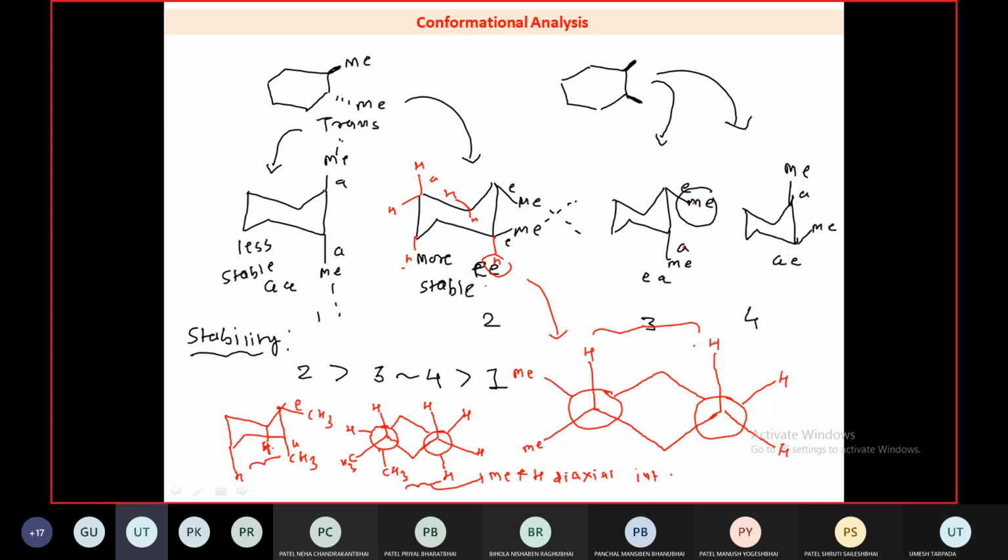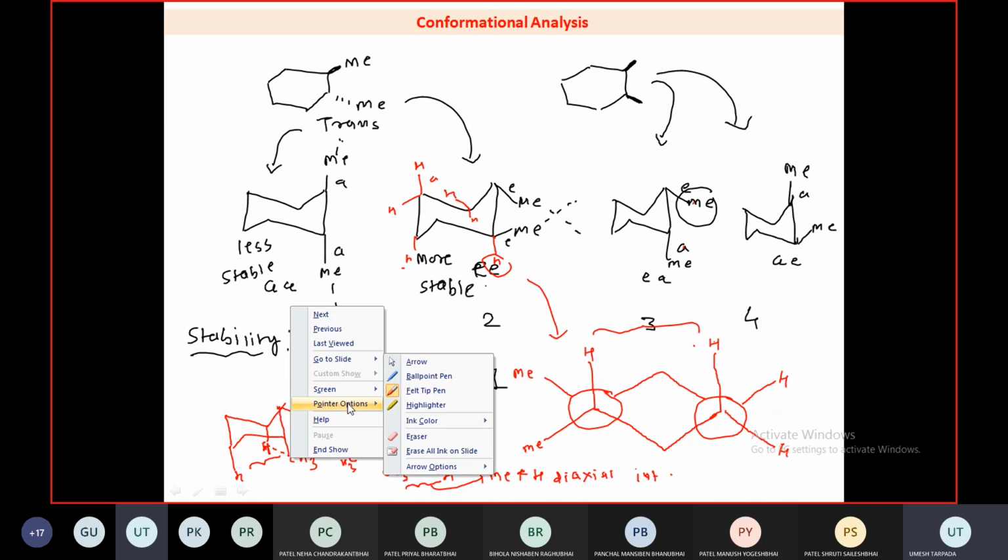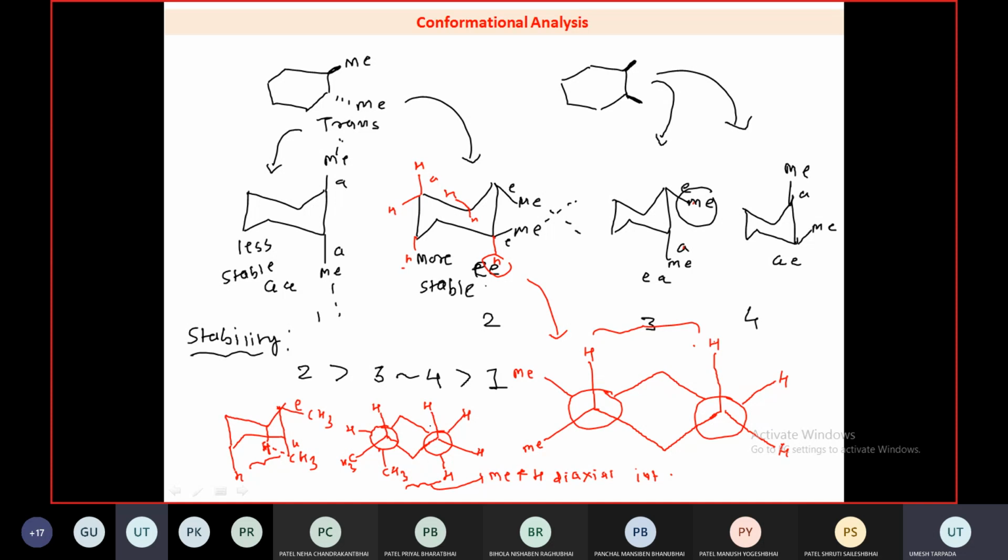So look at here. These two are methyl-hydrogen Boch interactions, and because of this methyl-hydrogen Boch interaction, the value per interaction is 0.9. So two such methyl-hydrogen Boch interactions are there. One is over here, second one is over here. See. This one. So because of these two Boch interactions, the value in this case is 2 into 0.9. 2 into 0.9 means 1.8 kilocalorie per mole.